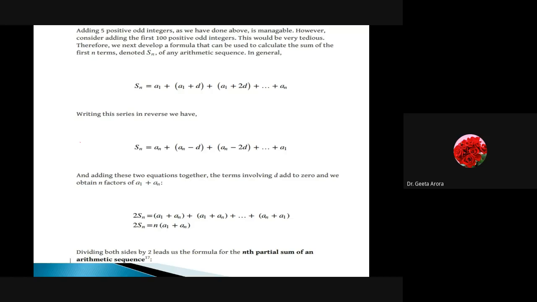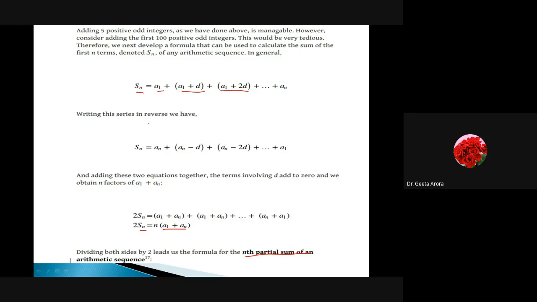Here we have a formula which is the nth partial sum of an arithmetic series. Sorry, arithmetic sequence. So how are we going to write it down? Here it is given: Sn is equal to (a1 plus an) times n by 2, and this whole thing tells us how we are going to add them. If we talk about Sn, we are saying a1 plus a2 plus a3 up to an. So a2 can be written as a1 plus d, a3 as a1 plus 2d, and so on.